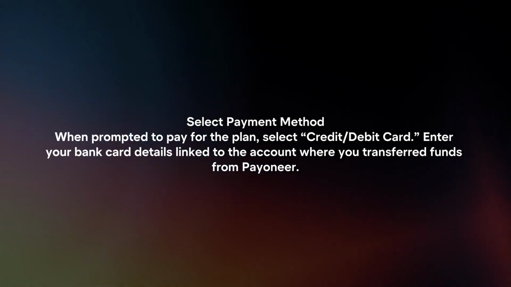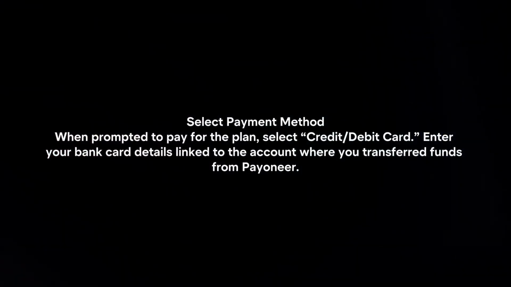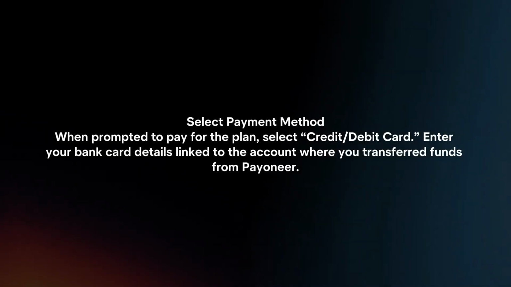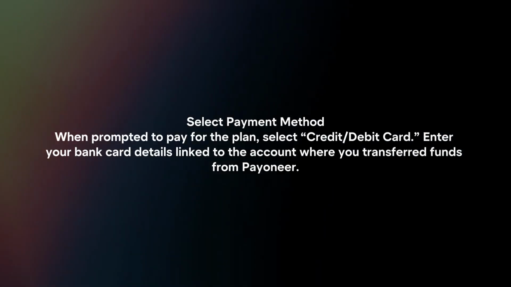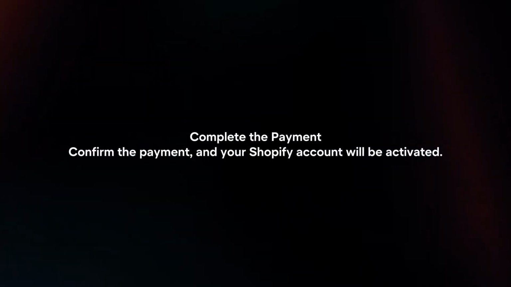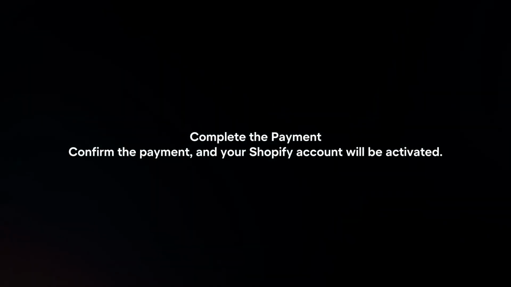Select Payment Method. When prompted to pay for the plan, select credit or debit card. Enter your bank card details linked to the account where you transfer funds from Payoneer. Complete the payment. Confirm the payment, and your Shopify account will be activated.